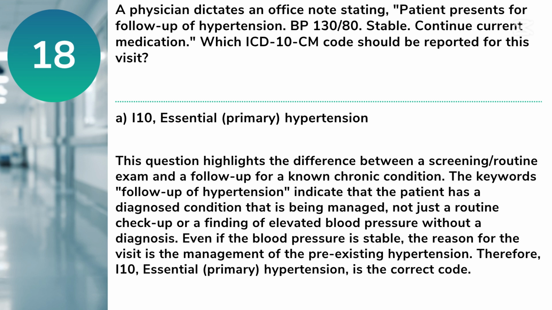Answer: A. I10, essential, primary, hypertension. This question highlights the difference between a screening or routine exam and a follow-up for a known chronic condition. The keywords follow-up of hypertension indicate that the patient has a diagnosed condition that is being managed, not just a routine checkup or a finding of elevated blood pressure without a diagnosis. Even if the blood pressure is stable, the reason for the visit is the management of the pre-existing hypertension. Therefore, I10, essential, primary, hypertension, is the correct code.